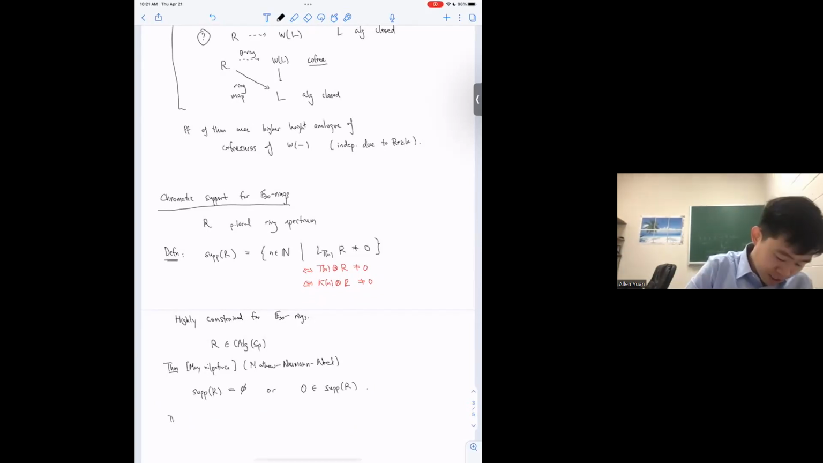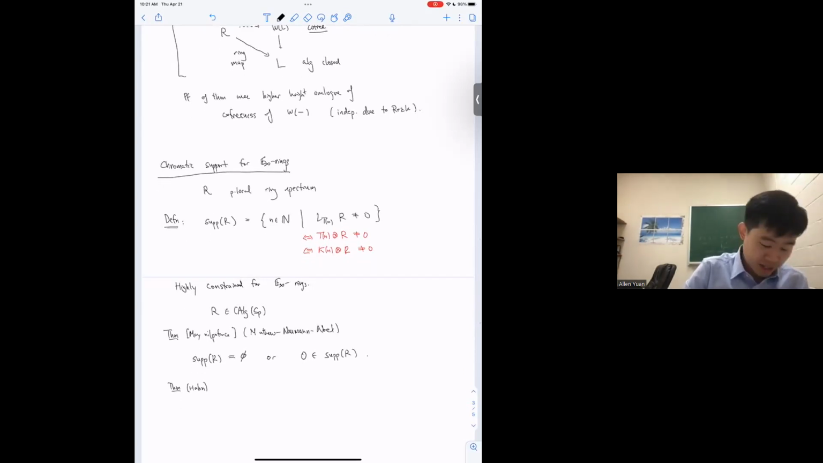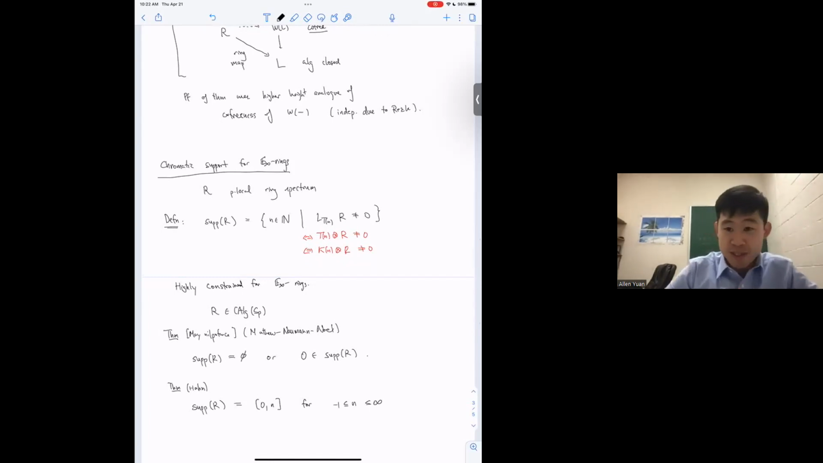And this theorem was greatly generalized by Jeremy Hahn. Hahn's theorem says that the support of R is in fact even more constrained. It has to be a closed interval, 0 to n, for some integer n between -1 and infinity. When n is -1, I'm interpreting this to be the empty case. In other words, if a ring spectrum is Kn acyclic, or Kn+1 acyclic, then it's also Kn+2 acyclic.